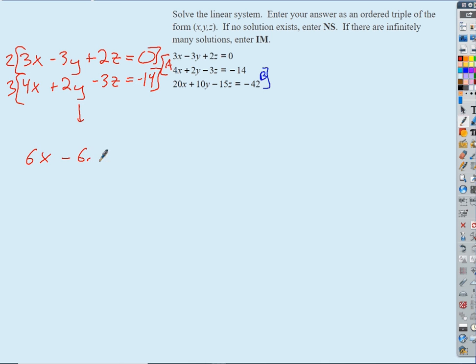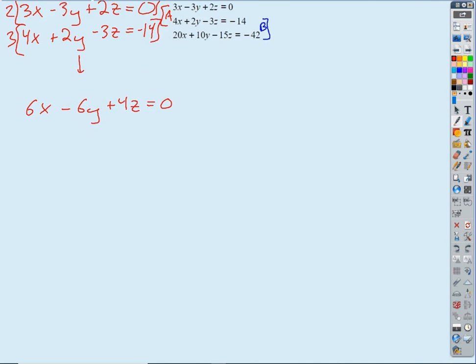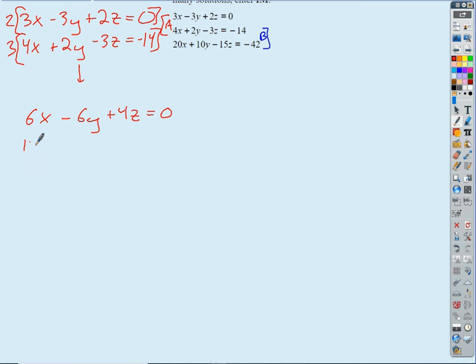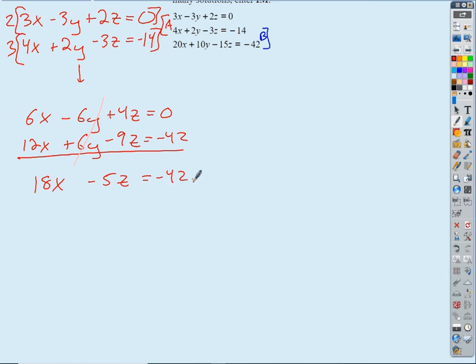6x minus 6y plus 4z equals 0, since 2 times 0 is 0, and then the bottom one would be 12x plus 6y minus 9z equals negative 42. Everybody agree? Add them up, the y's go away. I get 18x minus 5z equals negative 42. Everybody agree?